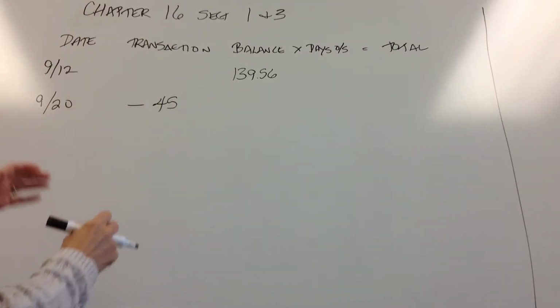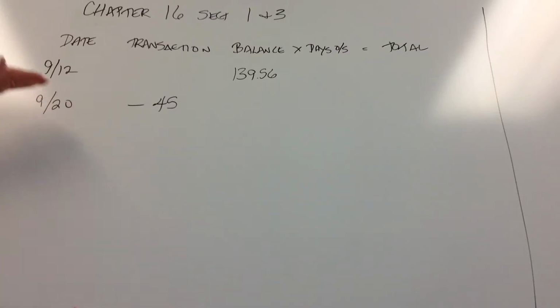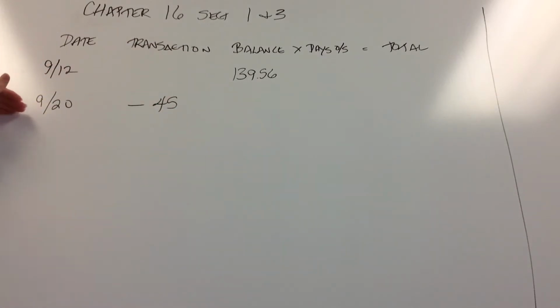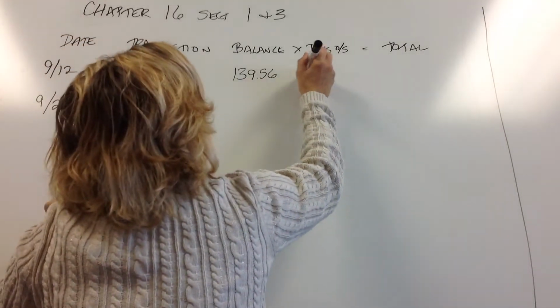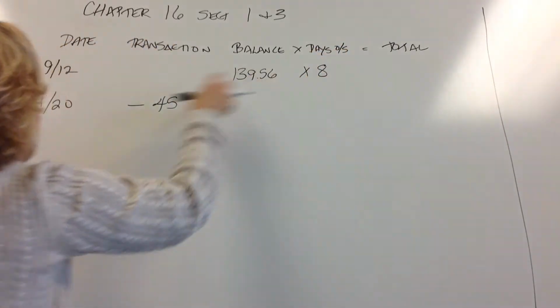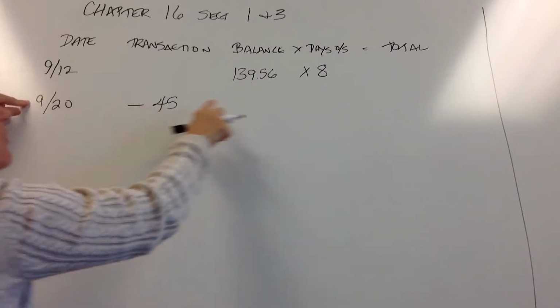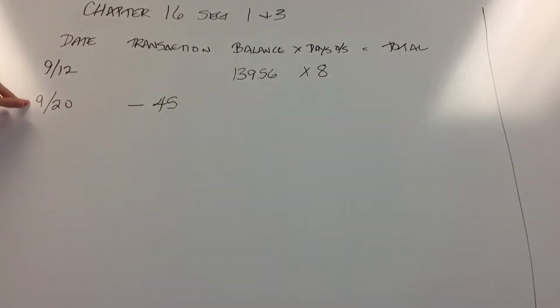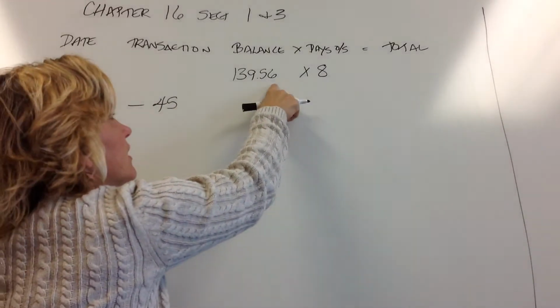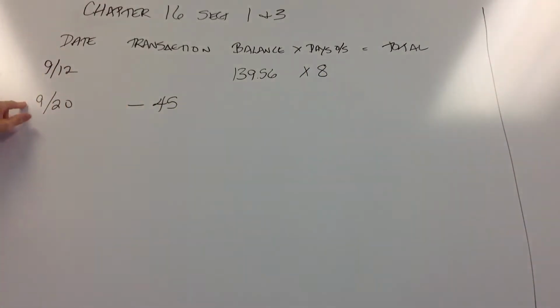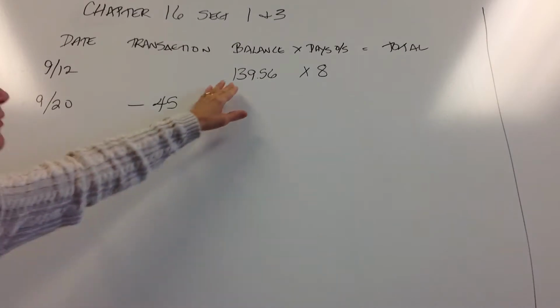But then what I want to do here is stop for a minute and say, okay, my billing date was September 12th, and I had this balance. My next transaction didn't happen until September 20th, so that was 8 days. That 8 relates to these two dates. The difference between these two dates goes up to that top line, and it says I had $139.56 outstanding for 8 days.